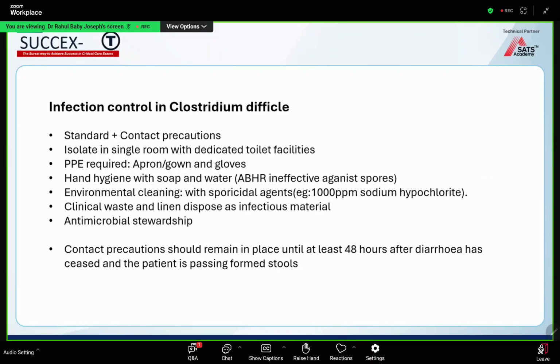In Clostridium difficile, again, it is standard plus contact precautions. You can explain on standard and contact precautions. And ideally, these patients should be isolated in a single room with toilet facilities. You need to maintain standard precautions for all patients. So PPE, hand hygiene. With respect to hand hygiene, alcohol-based hand rubs are ineffective against spores of Clostridium. So you need to go for soap and water hand hygiene. So for environmental cleaning, you need to target sporicidal agents.